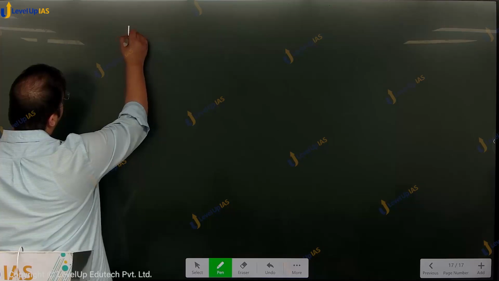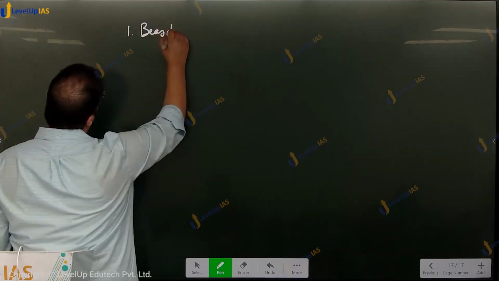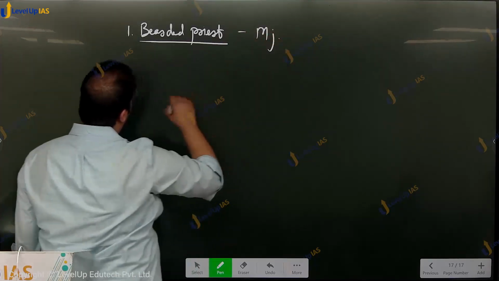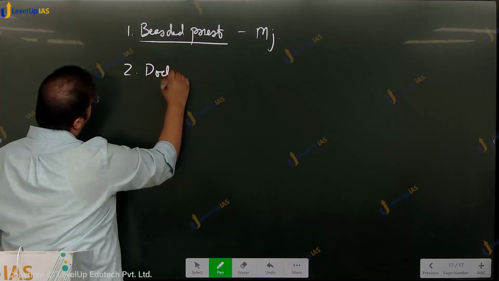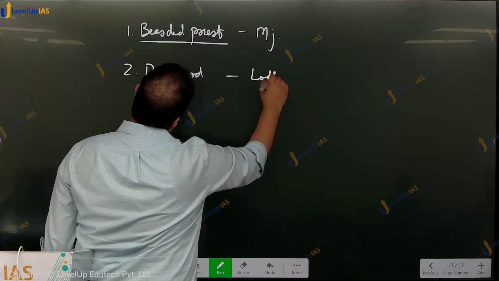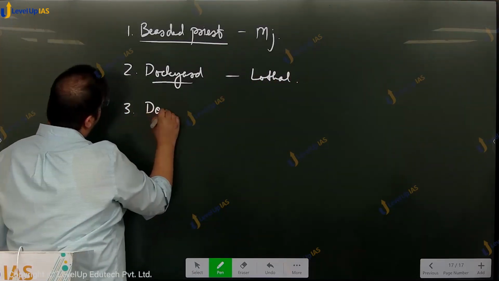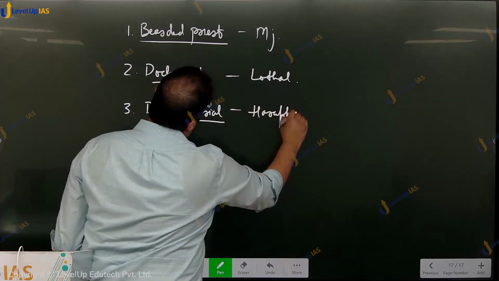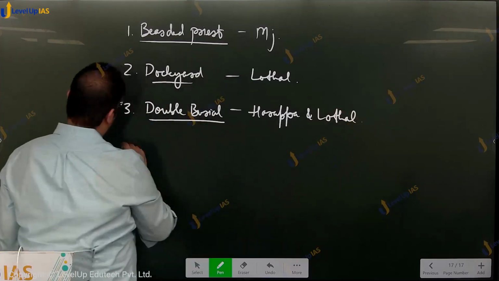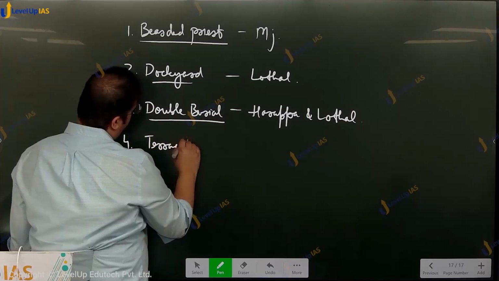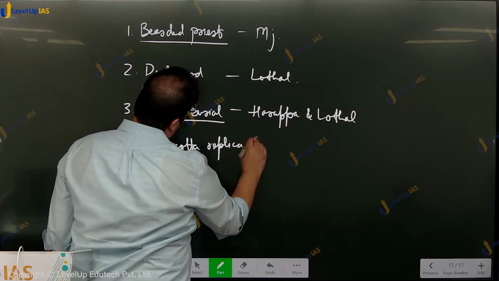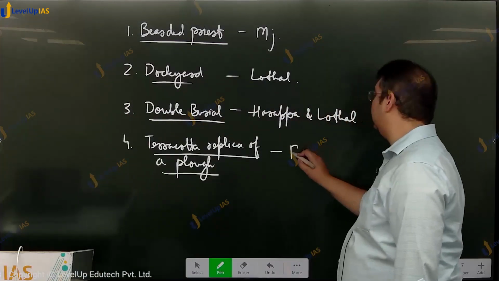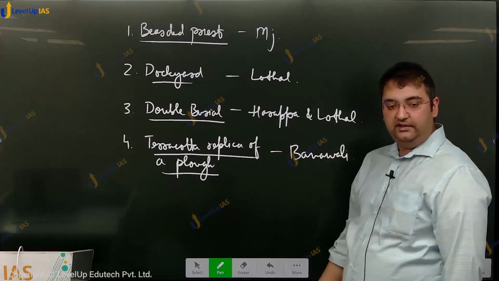तो वे बताओ जल्दी से कि बियर्डेड प्रीस्ट कहां से मिला है? मोहनजोदारो से. डॉकयार्ड? डबल बेरियल? हरप्पा एंड लोथल. टेराकोटा रेप्लिका ऑफ अ प्लाउ, ये कहां से मिला है? शायद मैं बताना भूल गया था. बनावली से मिला.